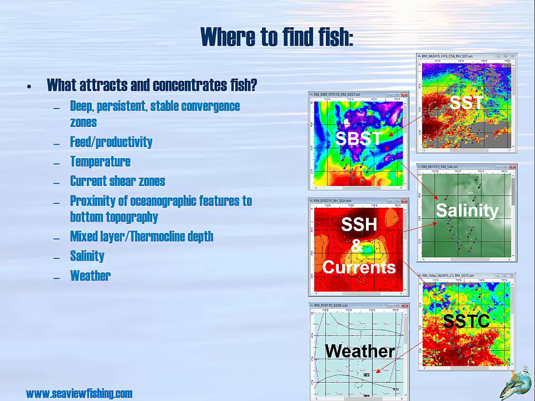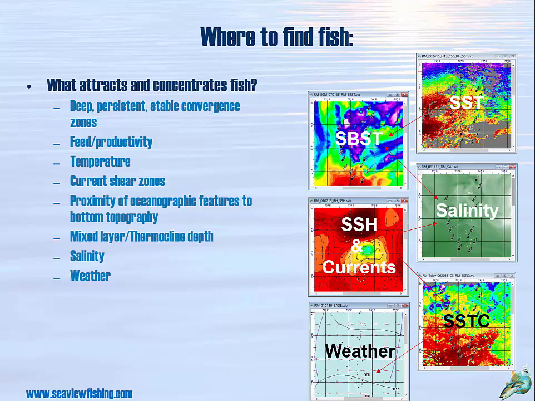How do we use this variety of information to locate productive fishing grounds? This will, of course, depend on the fish species you are targeting as well as the region in which you are fishing, but a few basic concepts can be used no matter where you are fishing. The primary strategies to locate productive fishing areas are: use the different SeaView data products such as sea surface temperature, chlorophyll, sea surface height anomaly, and ocean currents to locate deep, persistent, and stable oceanographic convergence zones. Convergence zones can also be called ocean frontal zones.